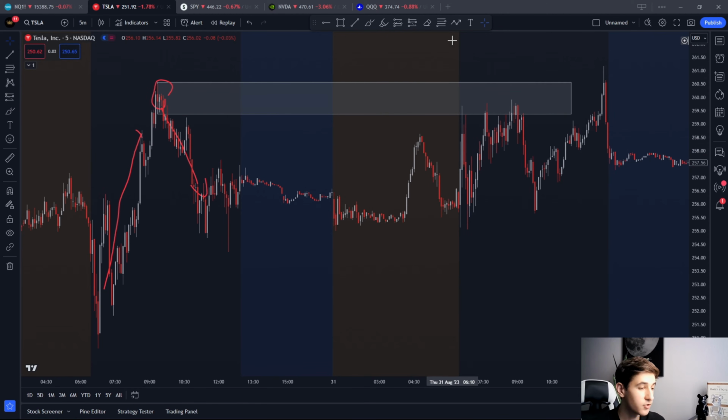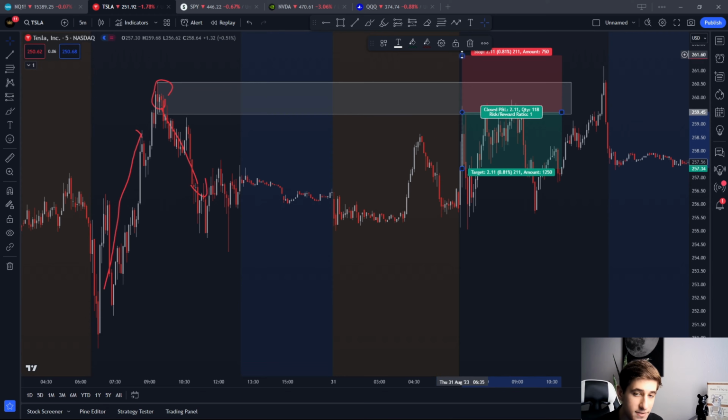Okay, so the first test of a supply zone is always the strongest, because that's when sellers were waiting first. So in this situation, here's how I would play my entry. I'll take my entry right as we enter that zone and show a sign of weakness. Okay, stop loss goes right above the supply zone. So in this situation, my stop loss is right above this high, which is where the consolidation was.